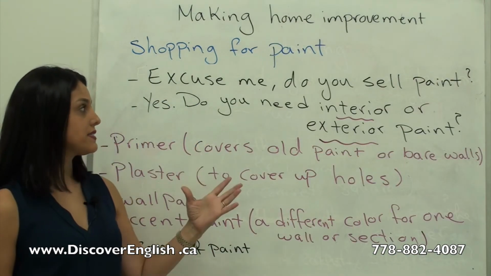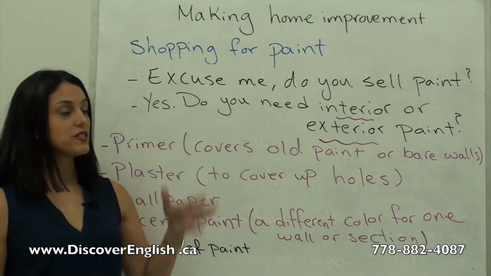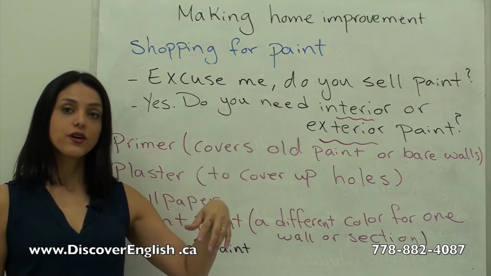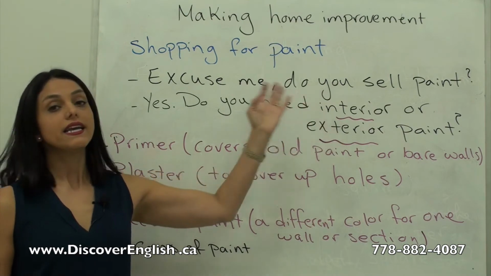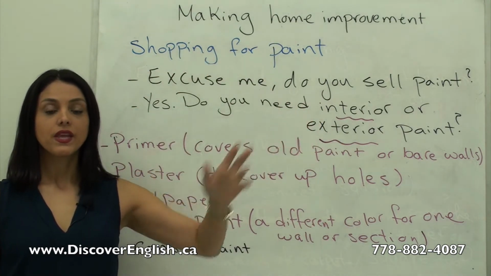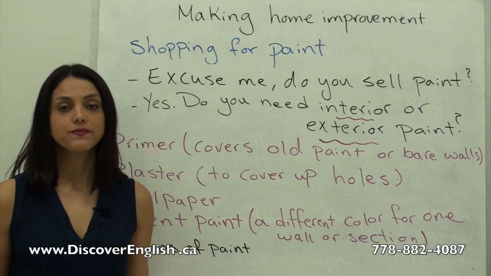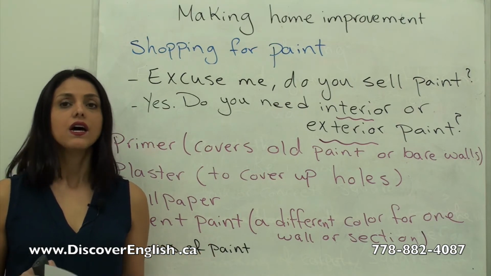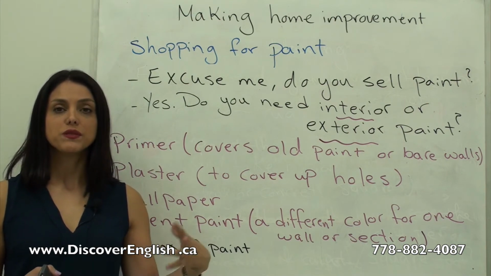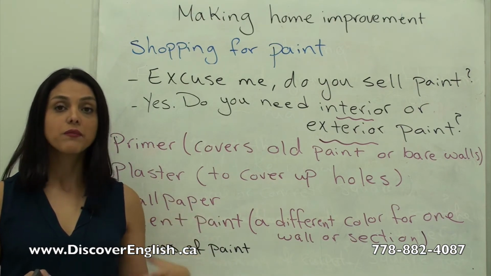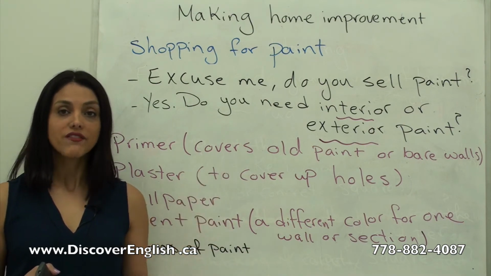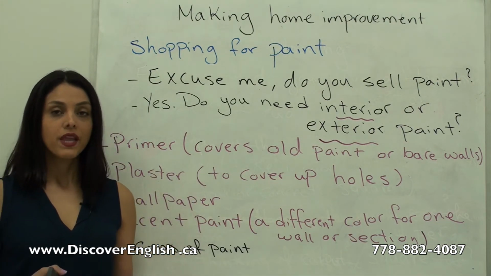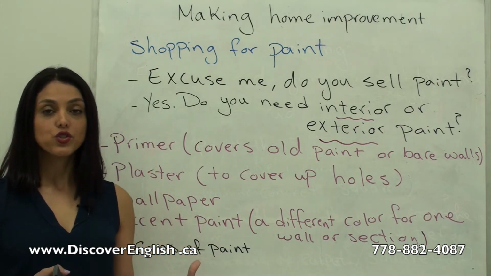Whenever you go shopping for paint, the first question you might ask is, excuse me, do you sell paint? And they would say yes, do you need interior or exterior paint? Do you want it for inside the house or outside the house? If you want it for interior, you would say interior. And they would ask for what room you want the paint, because if you want it for the bathroom, the paint would be different from the paint you want to use for painting your living room. So you would tell them and they would suggest the best option for you. These are the different options whenever you go shopping for paint.